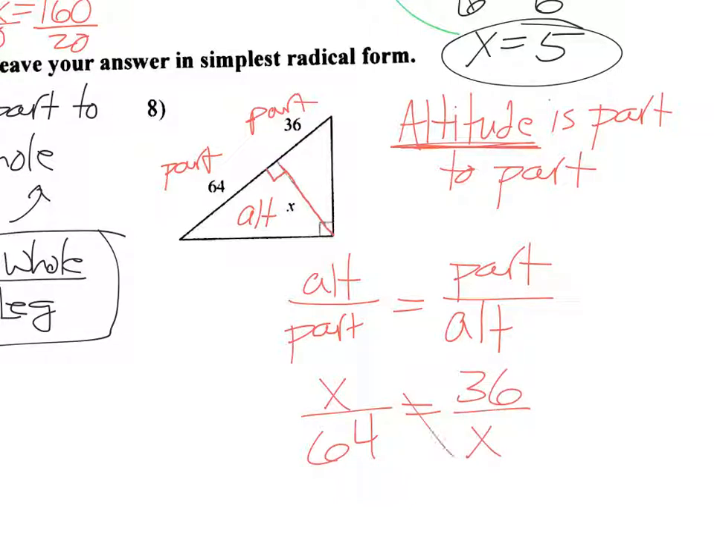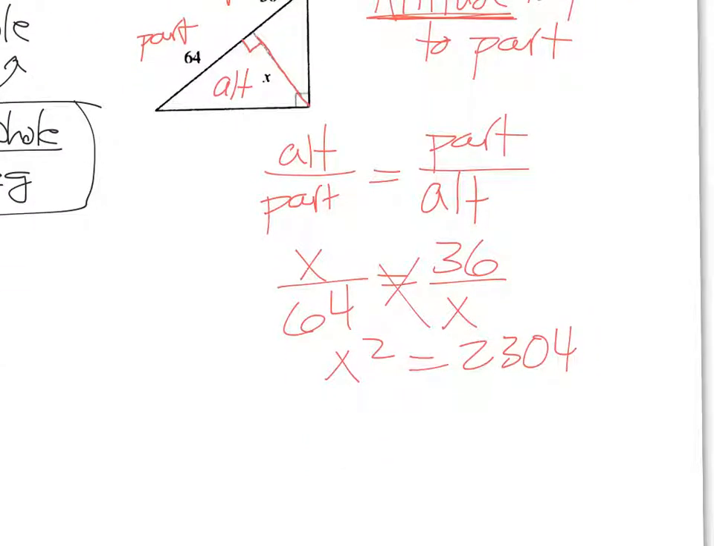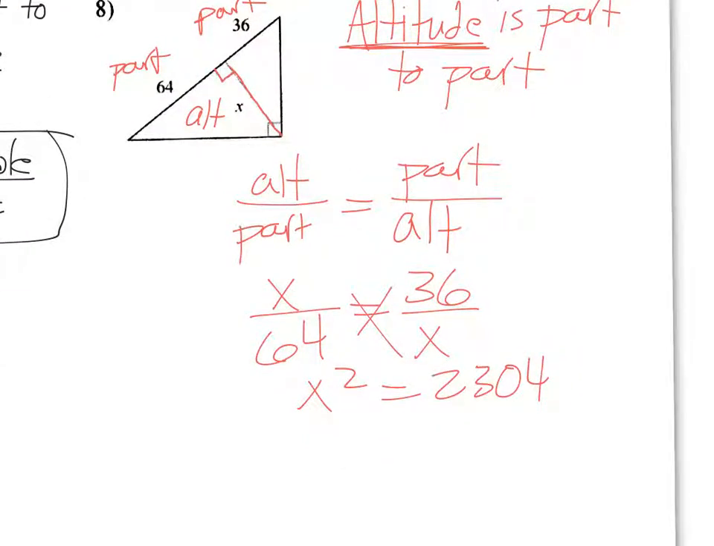Cross multiply again, get x squared equals, well, I have to use a calculator here, I don't know that one. 64 times 36 is 2,304. Okay, and we have to take the square root of 2,304. And if we do that, we get x is 48.